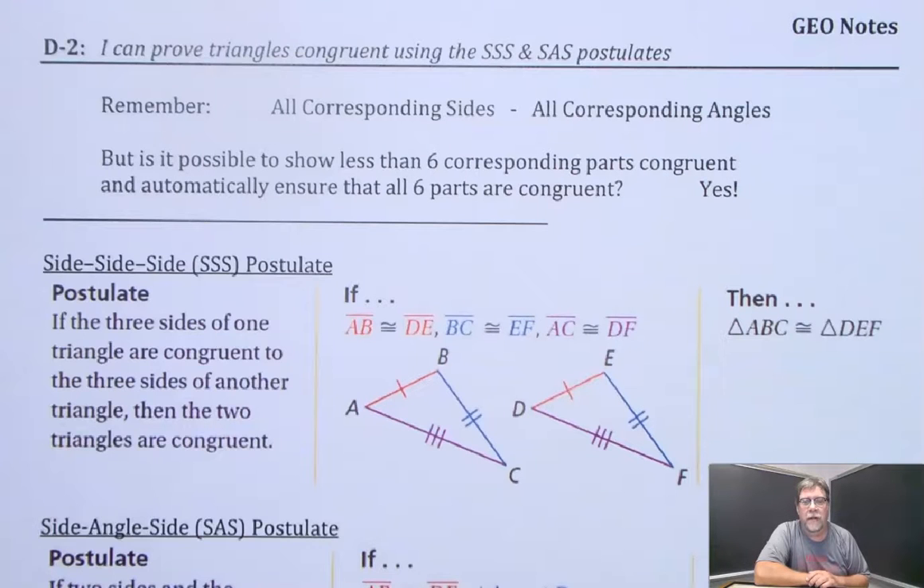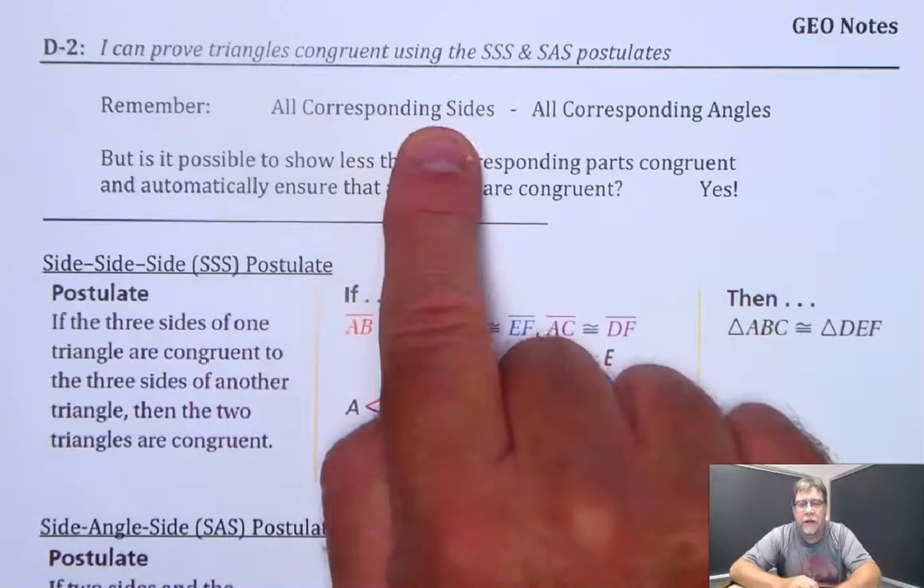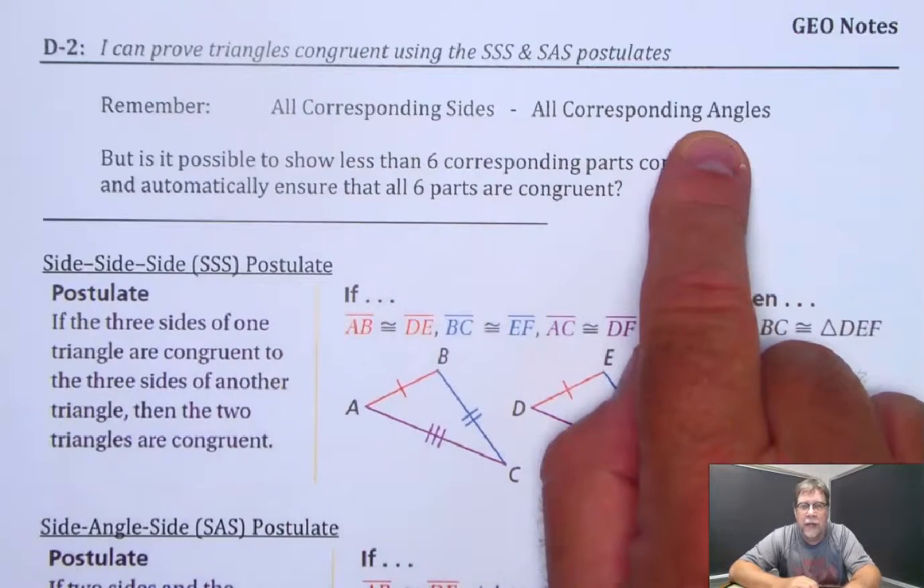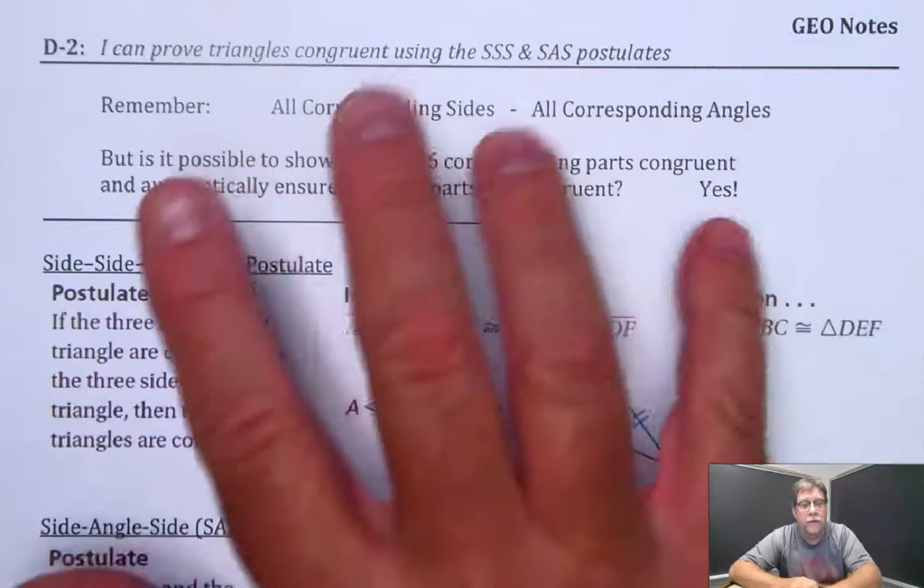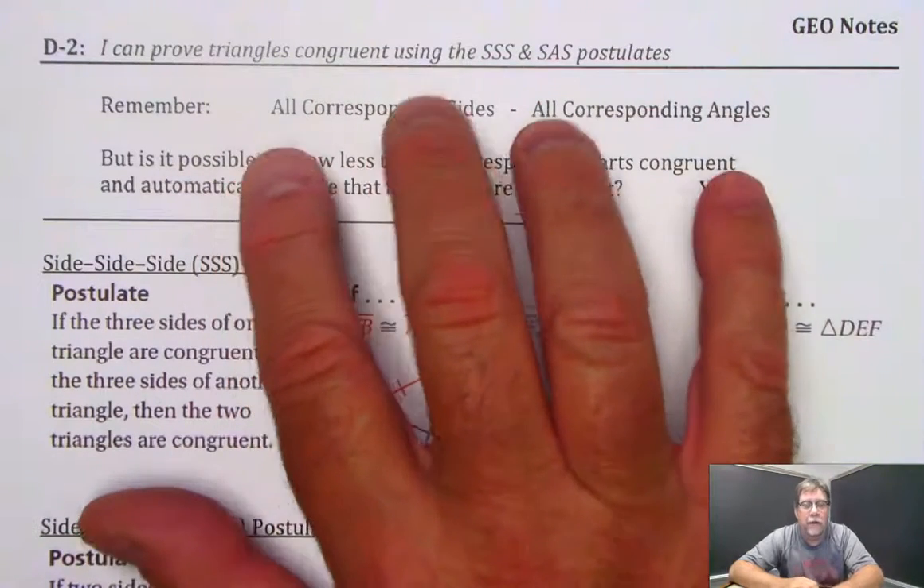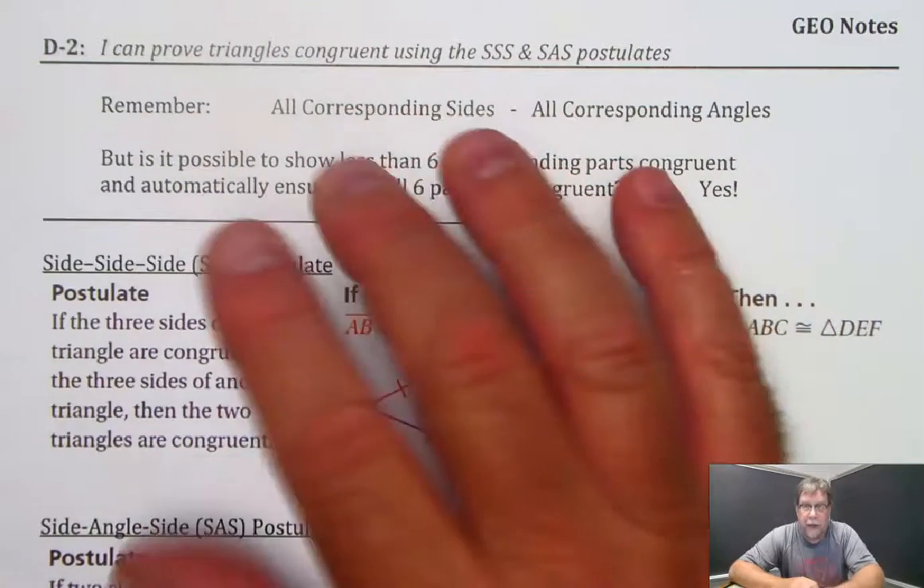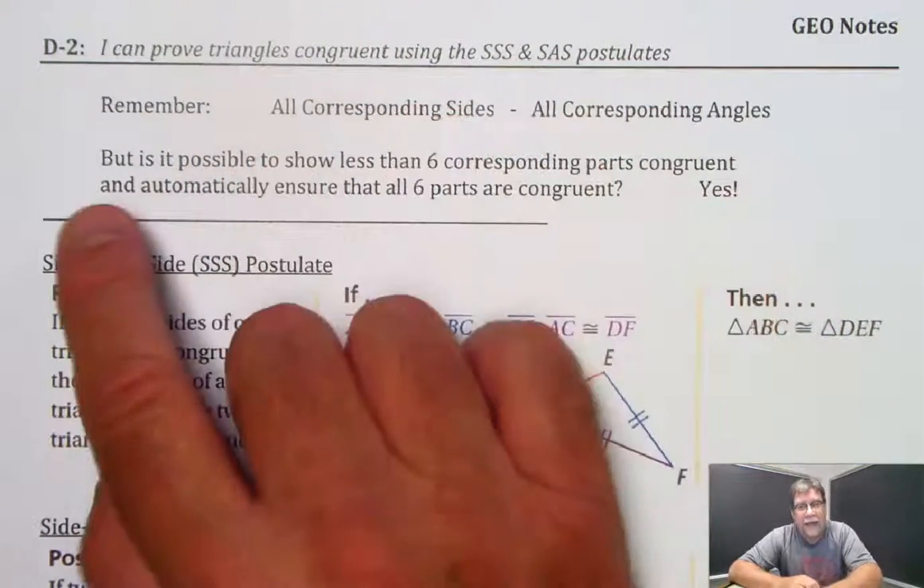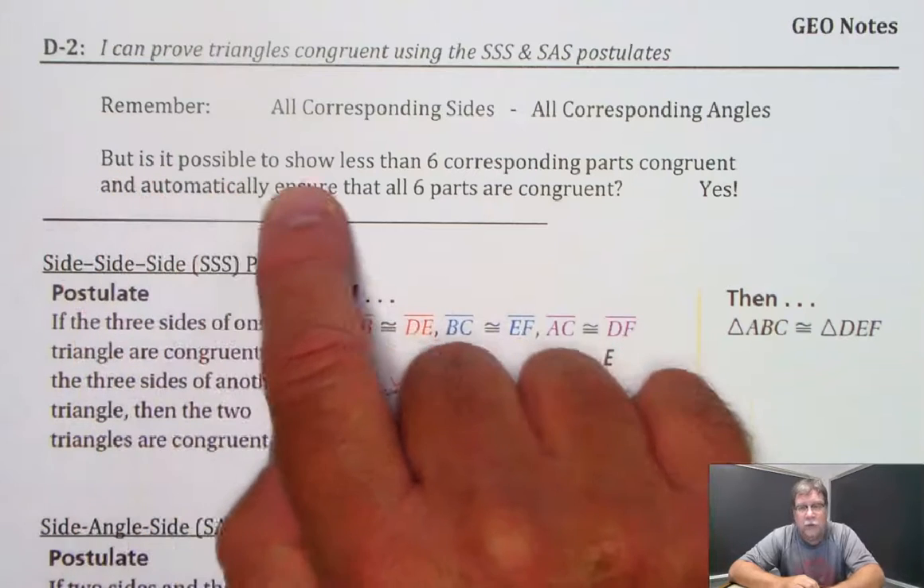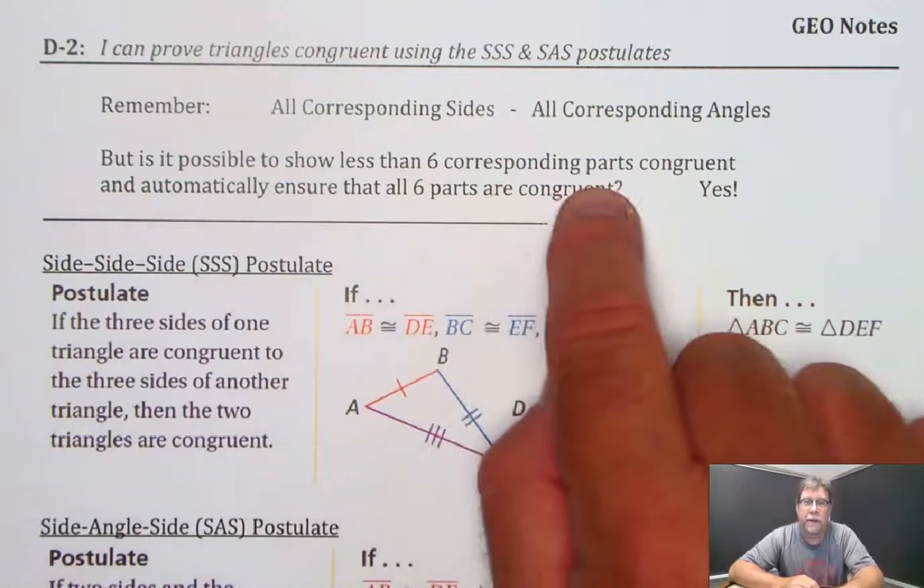Hello, everybody. We are taking a look at Section D, Unit D, and looking at triangle congruence. And last time we talked about showing all corresponding sides and all corresponding angles congruent. And if you could do that, then you could show that your triangles were congruent, or any polygon would be congruent for that matter.